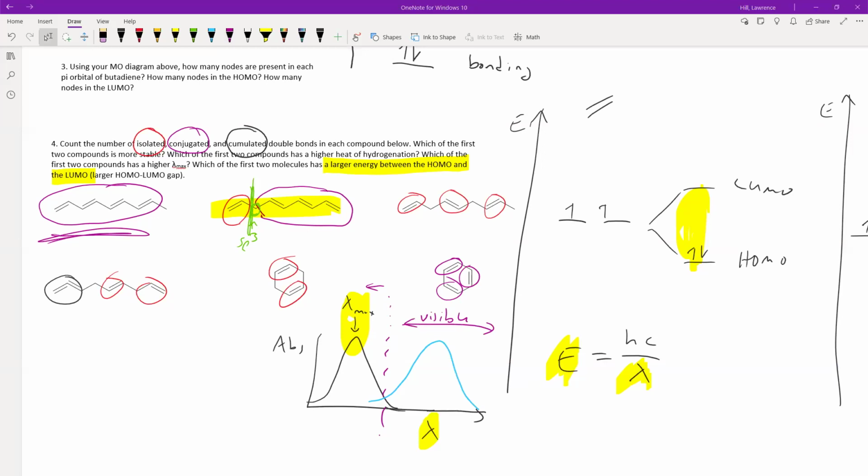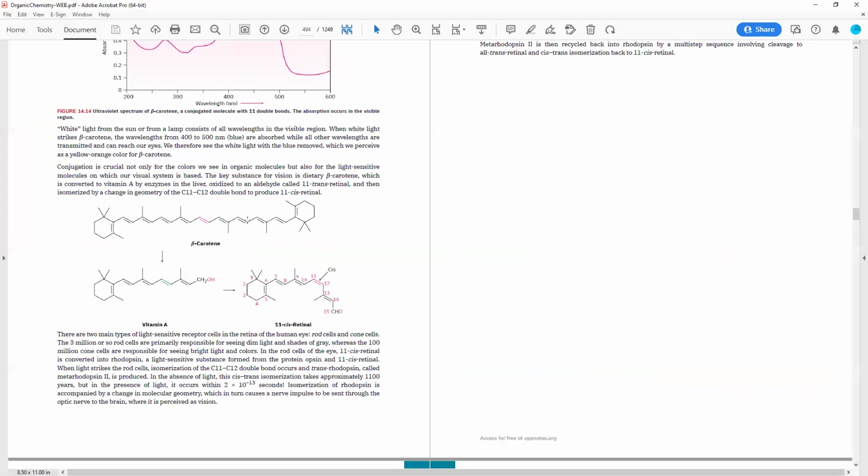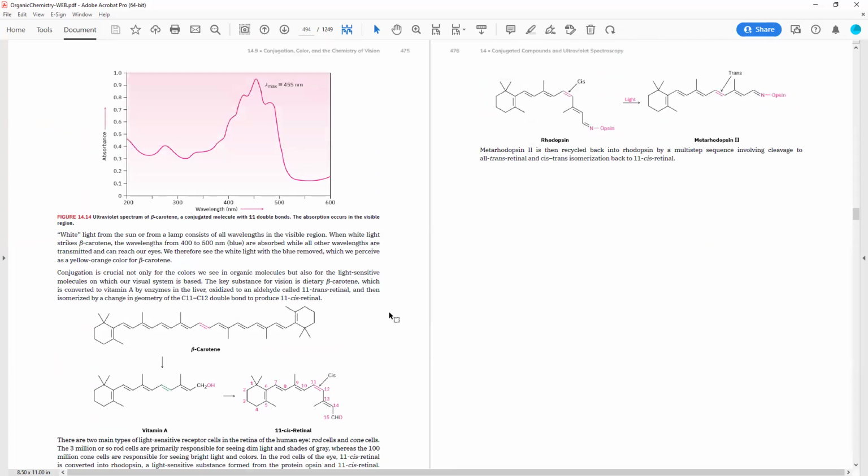I'm looking for like a beta carotene or something. There it is. So you can see these molecules like beta carotene have this really long conjugation length. So 1, 2, 3, 4, 5, 6, 7, 8, 9, 10, 11 double bonds are all conjugated. And so this is beta carotene's UV vis spectrum. And you can see that the lambda max is at 455 nanometers. So that will absorb visible light, which means our eyes will detect a color.